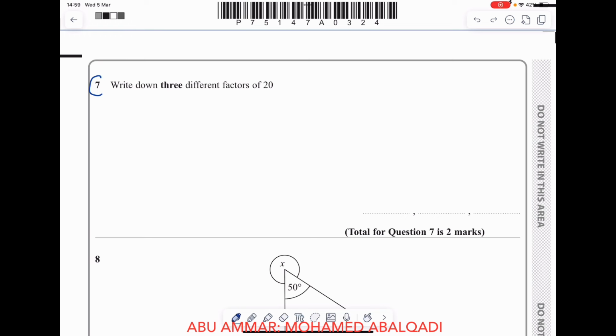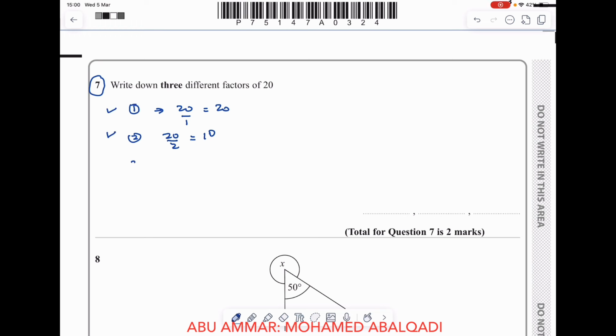Now we are into question number 7, and the question says write down 3 different factors of 20. We know a factor of a number divides exactly into the number. Let's start with the smallest number, 1. Does 1 divide exactly into 20? Yes, 20 divided by 1 is 20. We move to the second number, which is 2. Does 2 divide exactly into 20? Yes. 20 divided by 2 is 10. So we know 1 is a factor of 20 and 2 is a factor of 20.